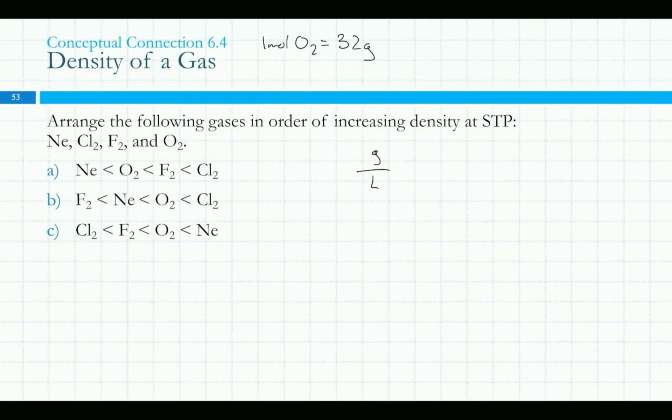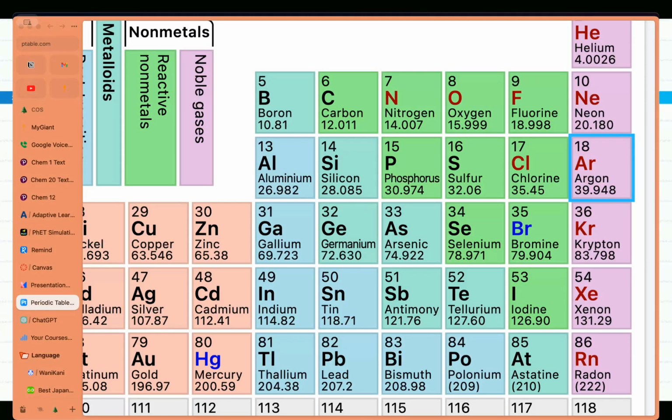Do you need a periodic table? Yeah, it's about... sounds right. About 19 is fluorine. That's one fluorine though. So F2 would be about double that. So 38. And then Cl2 is another one. So Cl2 is about 70. And what about neon?